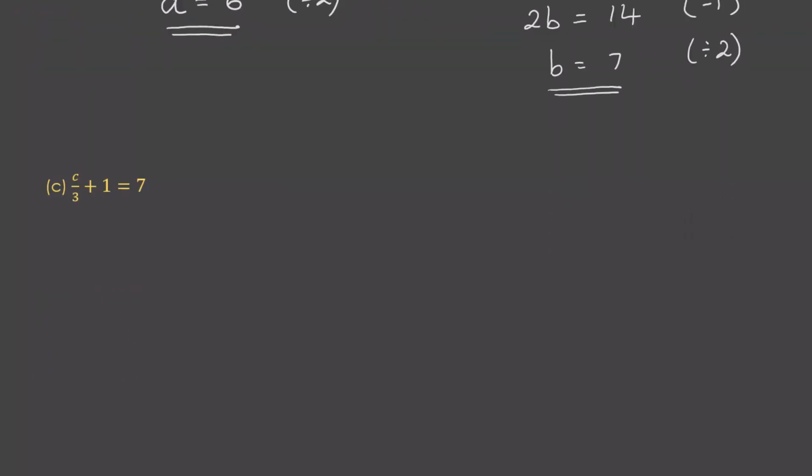Finally, with part c, we've got c over 3 plus 1 equals 7. If we start with the c, it's been divided by 3, and then 1 was added to the result. So do the opposite. So the first thing to do is subtract 1. So we always work backwards. Subtract 1 from both sides means c over 3 is equal to 6.